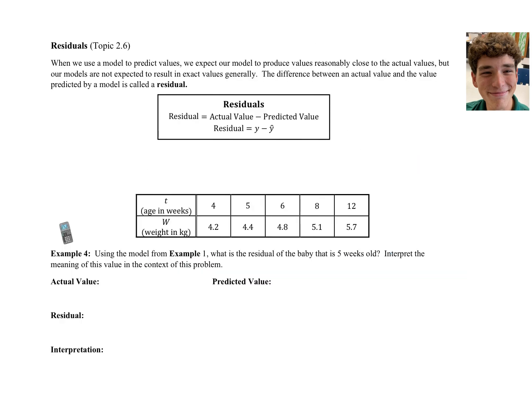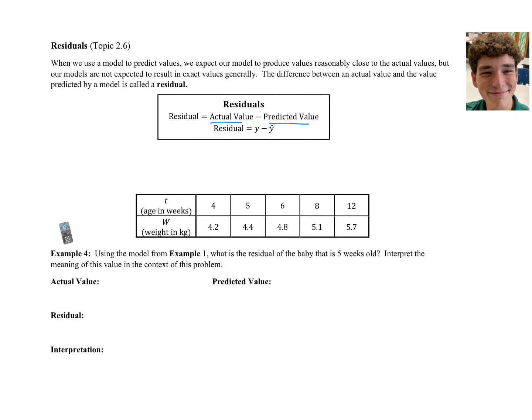When we use a model to predict values, we expect our model to produce values reasonably close to the actual values, but our models are not expected to result in exact values. The difference between an actual value and the value predicted by the model is called a residual. A residual is calculated by the actual value minus the predicted value. When we do our regression lines, regression quadratics, or regression cubics, that is our predicted value. And our actual value is what the data is actually giving us.